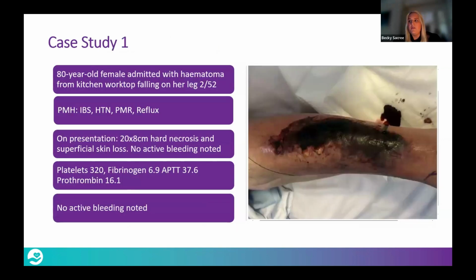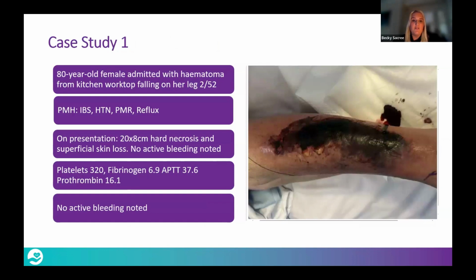So let's dive into a case study. Upon admission, an 80-year-old female was admitted with a haematoma. She had the unfortunate event of a kitchen worktop falling on her leg. She was having her kitchen remodeled. So there's a 2-week history following the kitchen worktop falling on her leg.